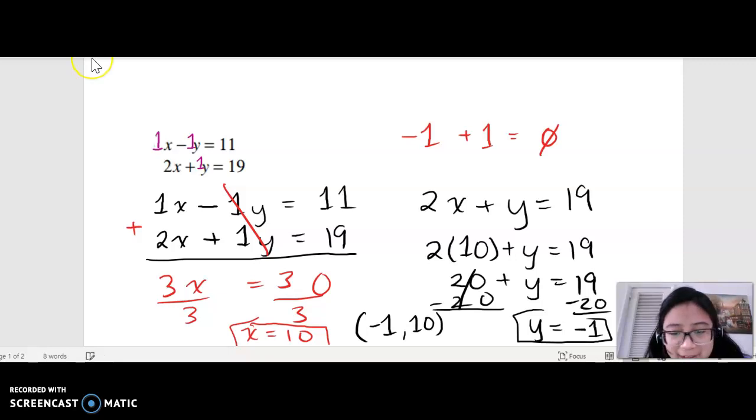So my full answer here is negative 1, 10. Oh wait, hold on, that's not right. 10, negative 1. You have to write it in alphabetical order. So 10, negative 1.